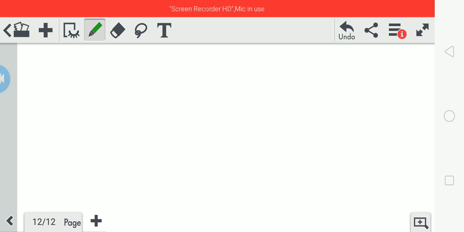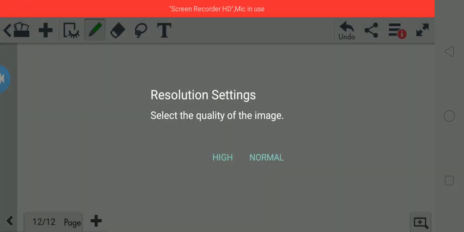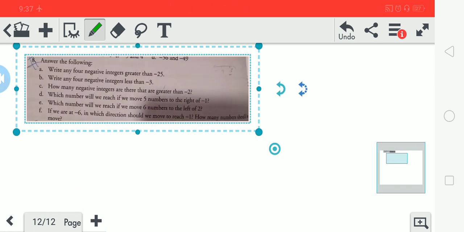Now students, we will see question number E from question number 8. Let's see the question. Here is your question. The question is, which number will be reached if we move 6 numbers to the left of 2? Which number will be reached if we move 6 numbers to the left of 2?